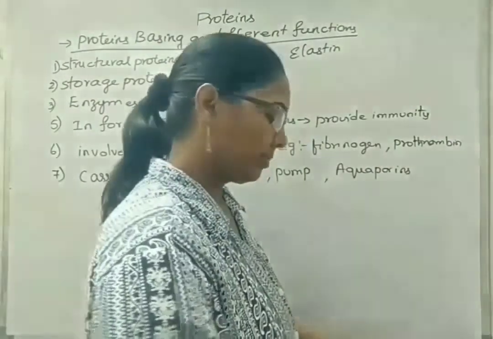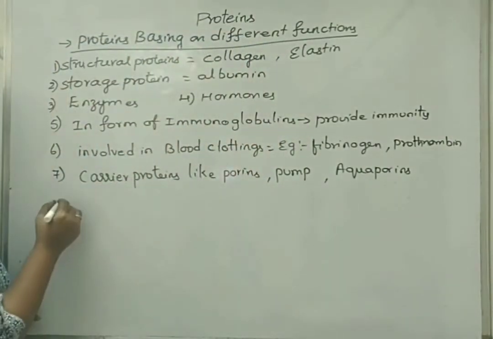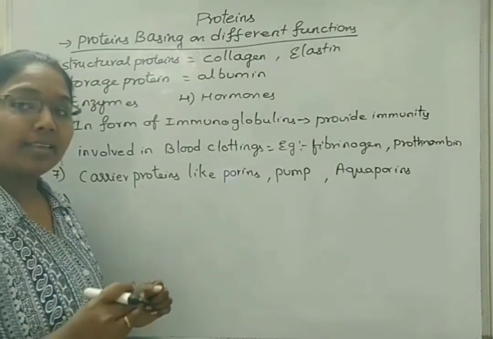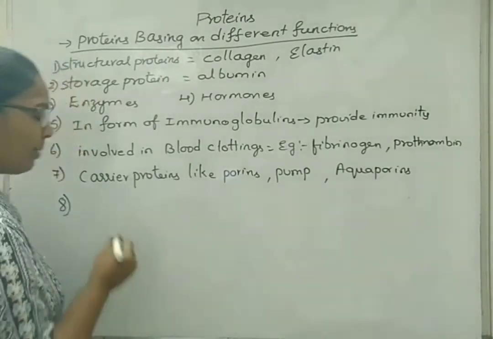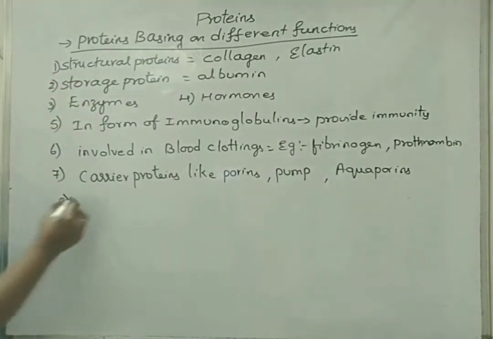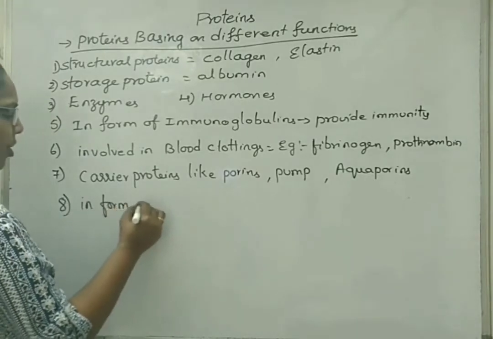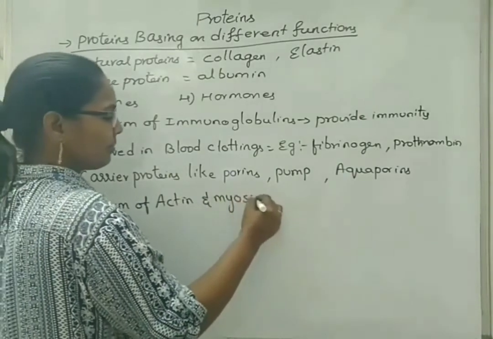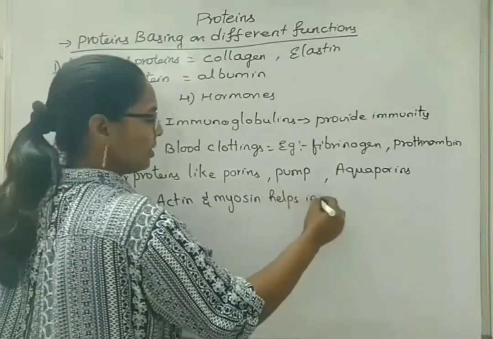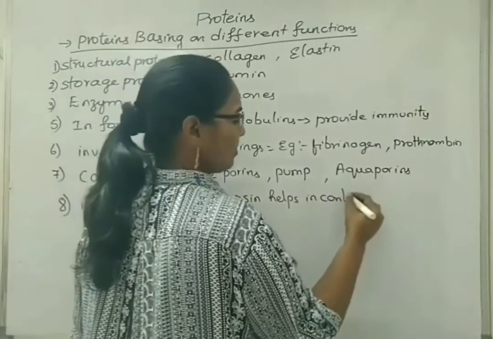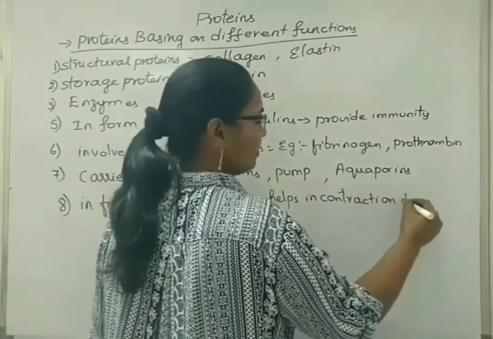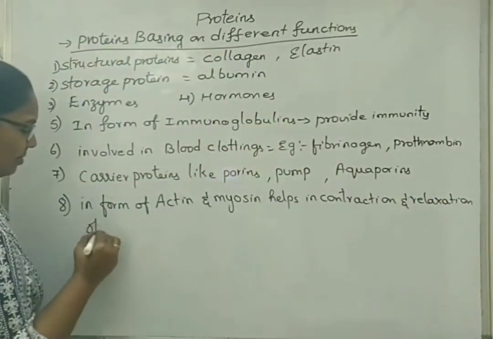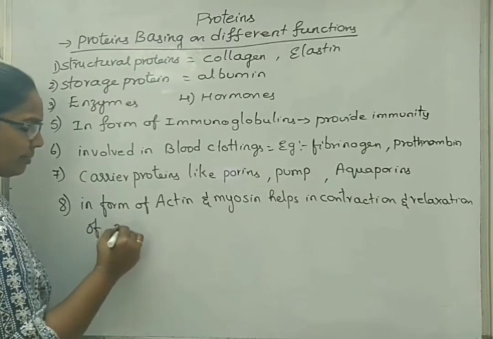Next, proteins are also used in contractions of muscles, and there the types of proteins are nothing but actin and myosin. Proteins in form of actin and myosin help in contraction and relaxation of muscles of animals we can see.